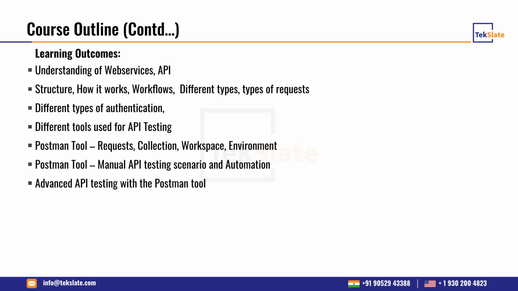Also, we will be covering how to do automation testing using the Postman tool for API, and advanced API testing with Postman. For this one we will be sharing some knowledge of JavaScript as well: how we can write a small script for getting the data or parsing the data, some kind of response validation, the code validation. That code we will be writing in Postman itself, using JavaScript.